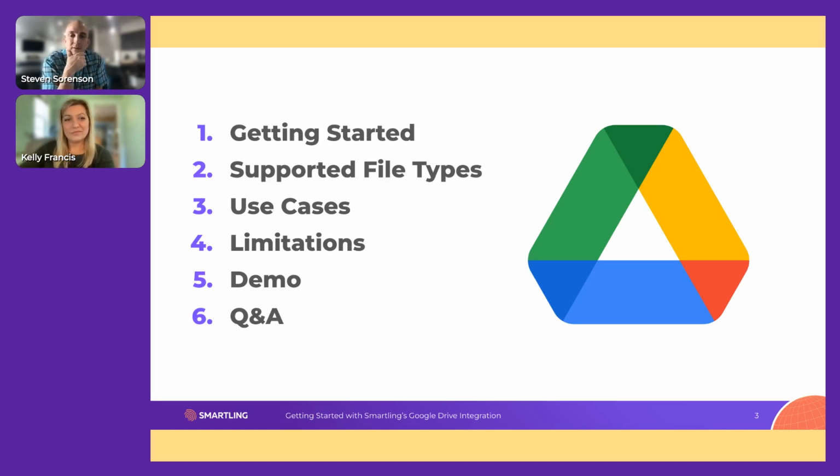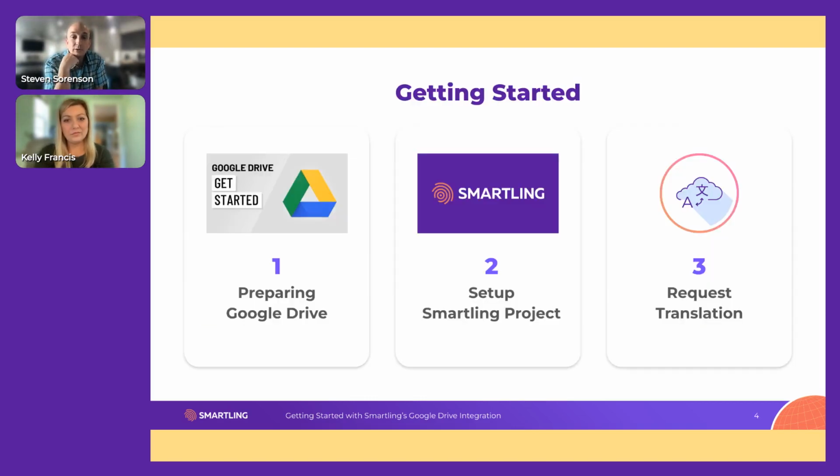Basically, there's a three-step process we need to go through to get set up with the integration. One is preparing your Google Drive. Inside your Google Drive, there are some things you need to do to get set up and ready. The second part is going into Smartling, creating the new Smartling project, and configuring it correctly. And then you go into request translation, which is the last step. You want to request some of these files that you've prepared for translation. We're going to break down each one of these steps and talk about them more.